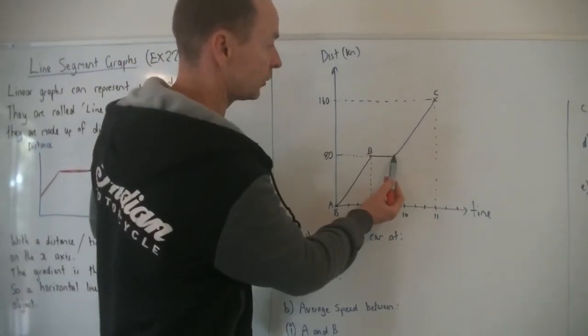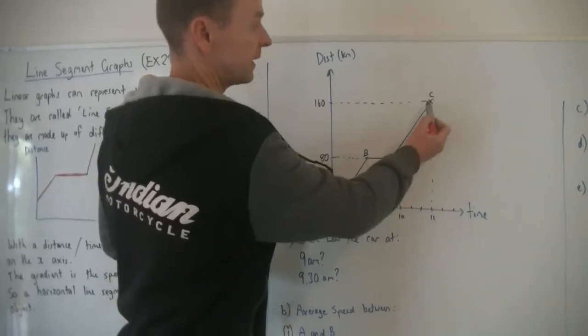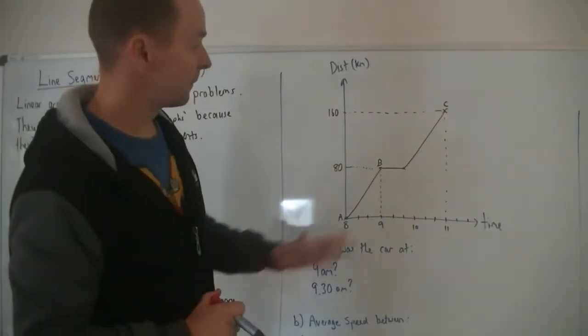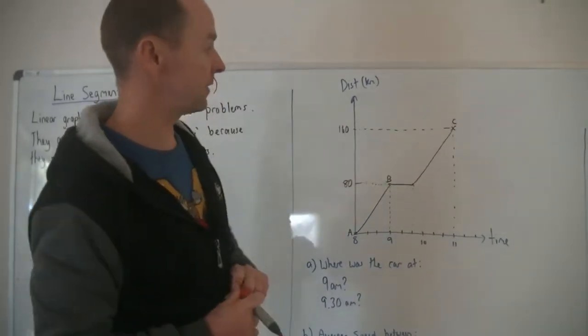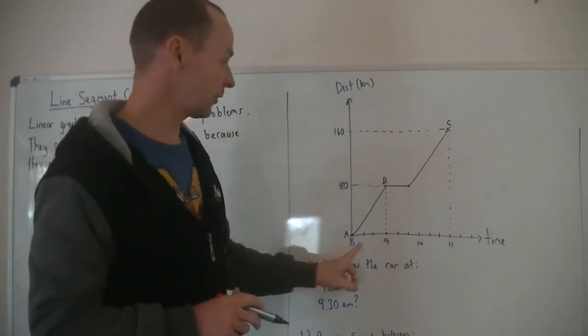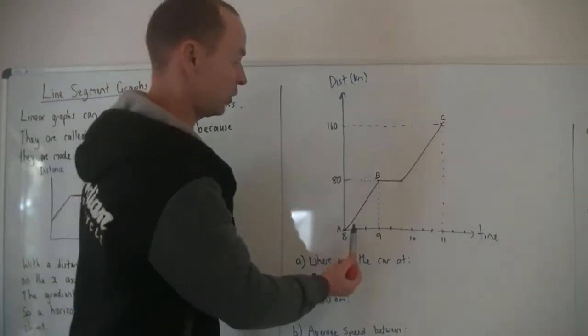Then from this point on up to C, that's our second journey where we start driving, and the gradient tells us the speed of that one as well. We get to our destination C. Across here is the time. Interesting to note the units.